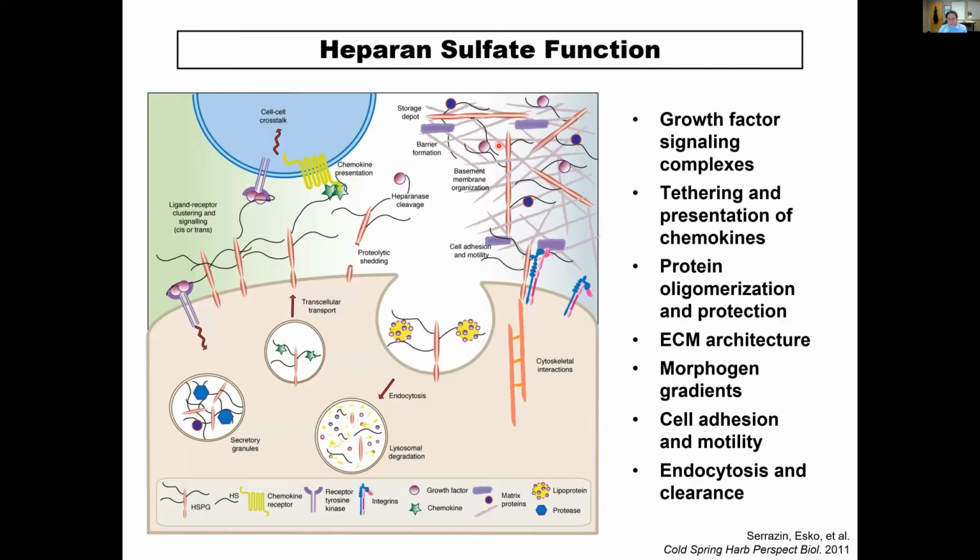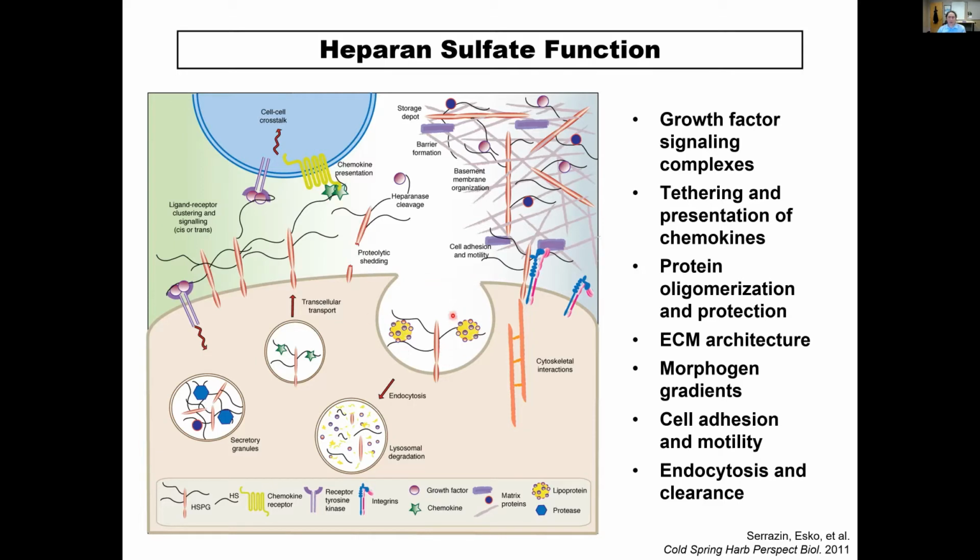And heparan sulfate plays an important role in many different biological processes, such as cell signaling, where they can interact and bind to different growth factors that then allow the growth factors to interact with the receptors on the cell surface. They can be involved in cell-to-cell crosstalk, where they can bind and present different ligands to receptors on adjacent cells, as well as their own cell surface.